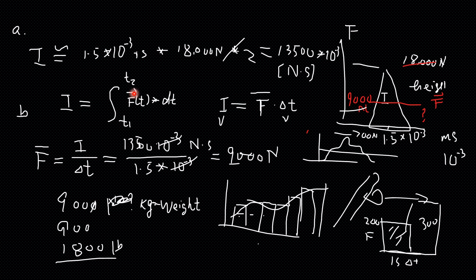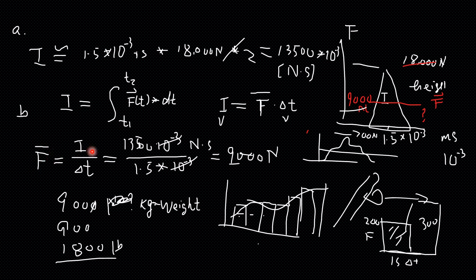Now the second question is, what's the average force? You get the impulse, and from the impulse, you can get the average force. Based on the definition, impulse is the average force multiplied by the time interval. To get that, you simply move this to the other side of the equation, reverse the equation.